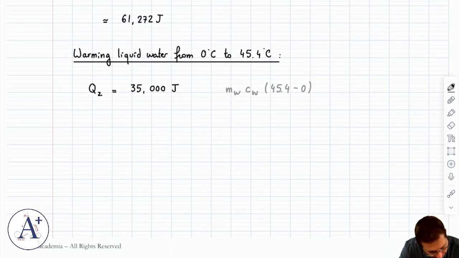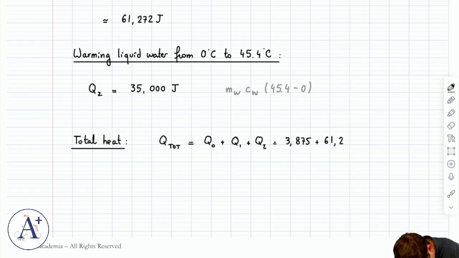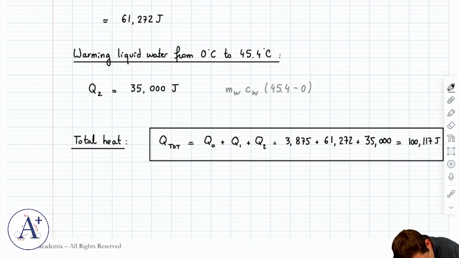So what is the total heat? The total heat is Q total, which is Q0 plus Q1 plus Q2. That's 3,875 plus 61,272 plus 35,000. That is 100,117 joules.